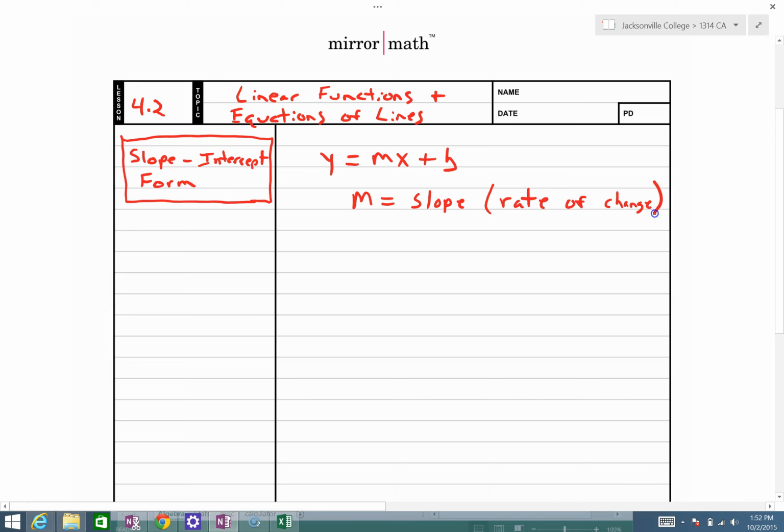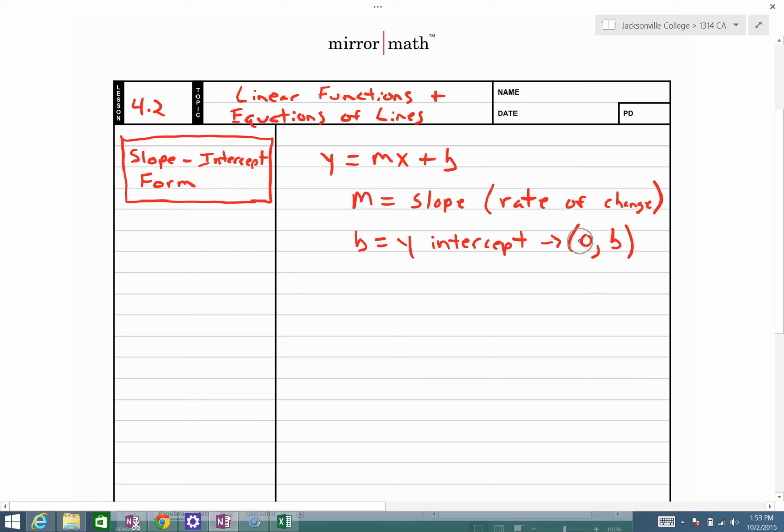In this context, we will often be seeing slope as the slant of a line. This m will tell us if the line is moving up from left to right, if m is positive, or if m is negative, the line will be moving down from left to right. b here represents the y-intercept, and the y-intercept is the y value where the line crosses the y-axis. So this b corresponds to the point (0, b).